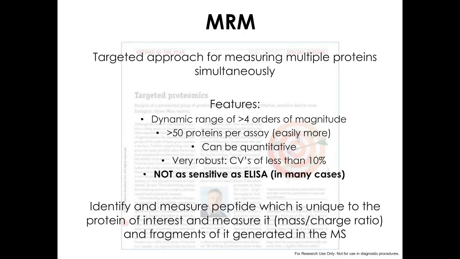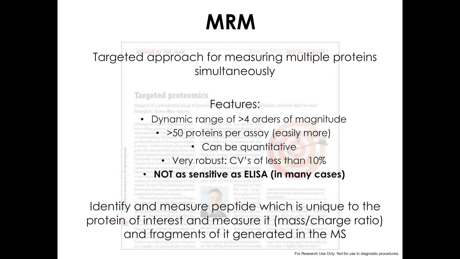Triple quad mass spectrometry can be very robust, and on many occasions these assays can be developed to CVs of less than 10%, and I'm going to illustrate that in a moment. However, as with many methodologies, there are limitations, and in many cases this approach is not as sensitive as an ELISA. But there are ways that can be used to circumvent that limitation.